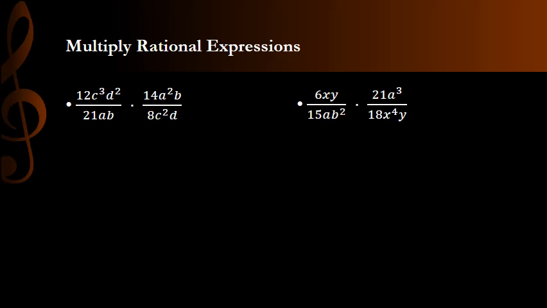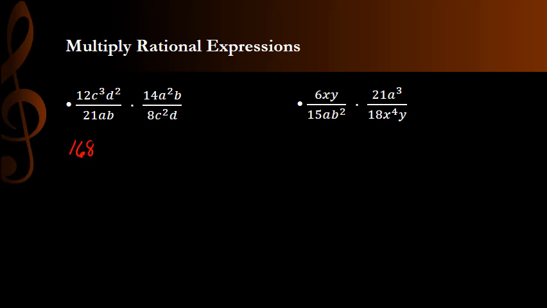But here we got 12c cubed d squared over 21ab times 14a squared b over ac squared d. And it's just like anything else. When we're multiplying rational expressions or fractions, it's numerator times numerator, denominator times denominator, and we're going to deal with like terms. So let's see. I'm going to start off with 12 times 14, and I am using my calculator as I go along. So that's 168.